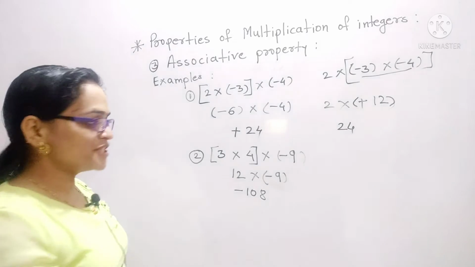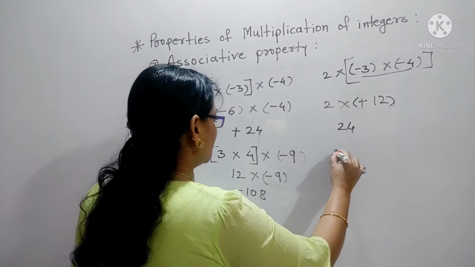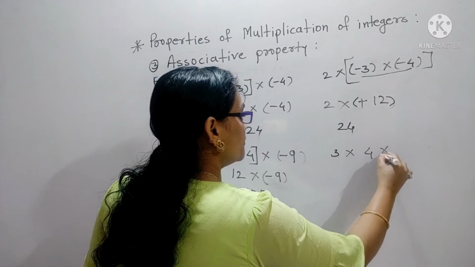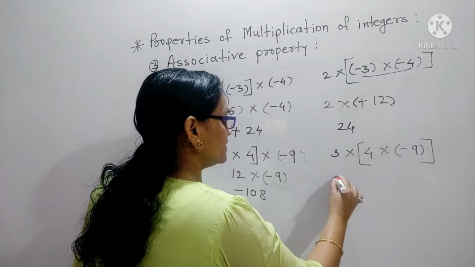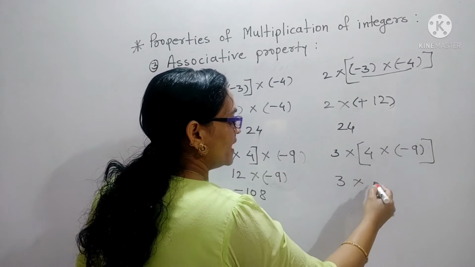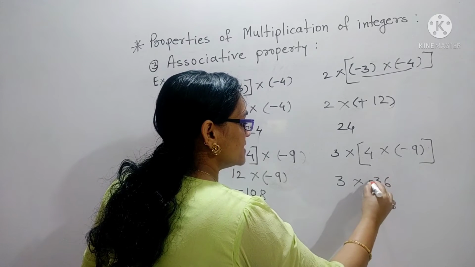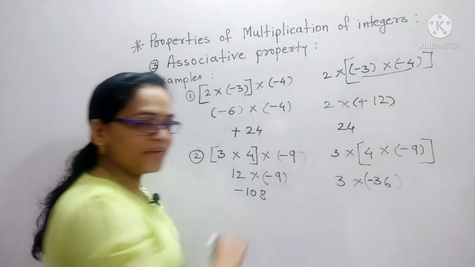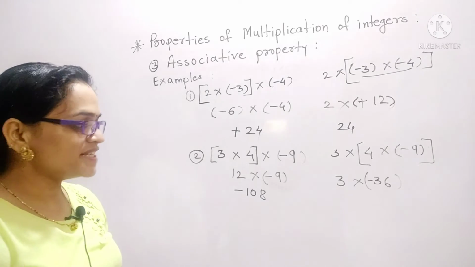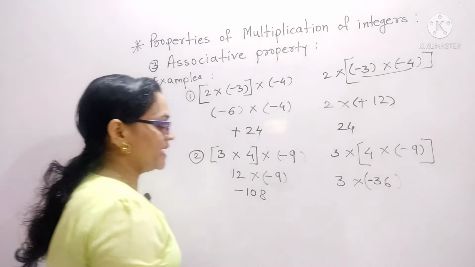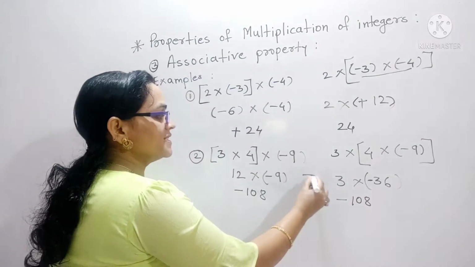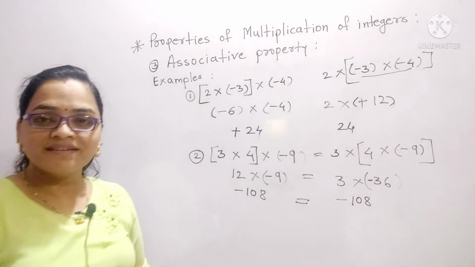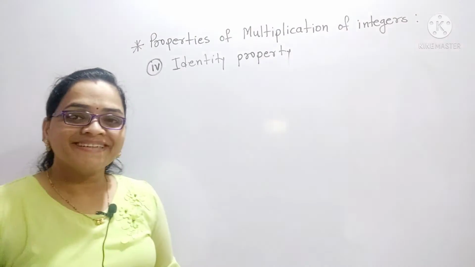And if we change its order, first we multiply 4 into minus 9. 4 9s are 36, and the answer gets a minus sign: minus 36. Then minus 36 into 3 is minus 108. The product is the same, and this is the associative property.